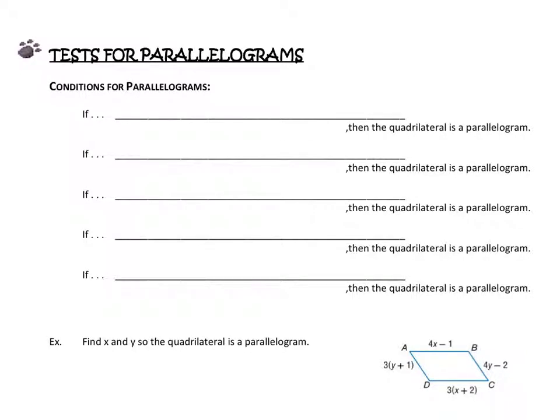Okay, we're looking at the next lesson, tests for parallelograms, conditions for parallelograms. Now, we talked yesterday about what parallelograms are. Today we're going to look at if we have a quadrilateral, how to prove whether it is a parallelogram or not. One way to do that is if both pairs of opposite sides are parallel, then it's a parallelogram.